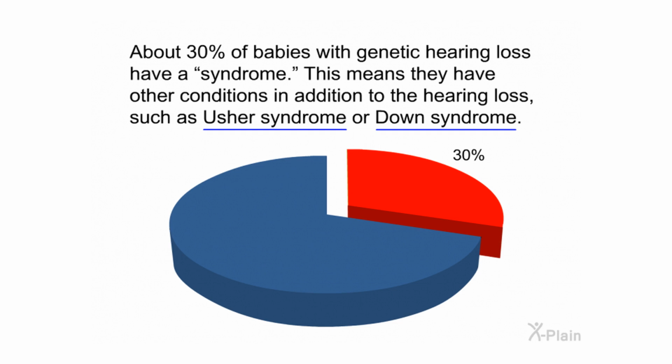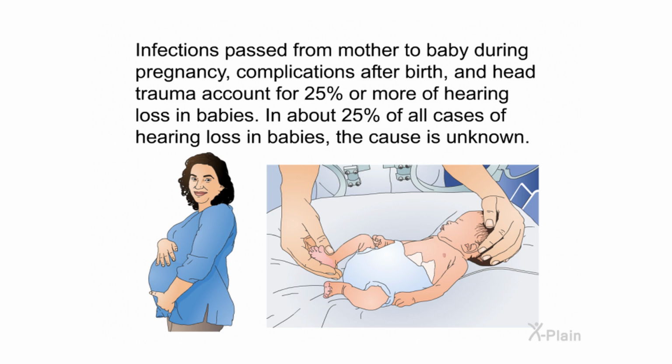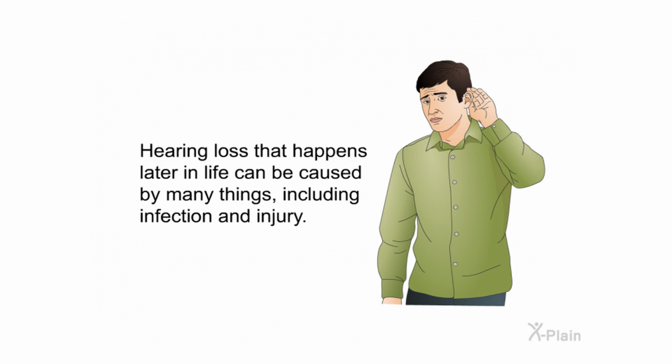About 30% of babies with genetic hearing loss have a syndrome. This means they have other conditions in addition to the hearing loss, such as Usher syndrome or Down syndrome. Infections passed from mother to baby during pregnancy, complications after birth, and head trauma account for 25% or more of hearing loss in babies. In about 25% of all cases of hearing loss in babies, the cause is unknown. Hearing loss that happens later in life can be caused by many things, including infection and injury.